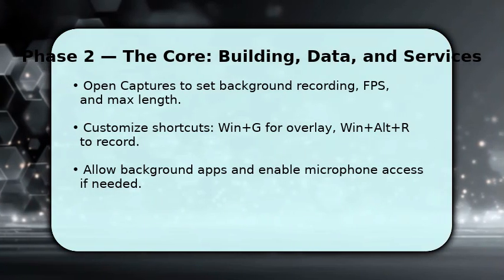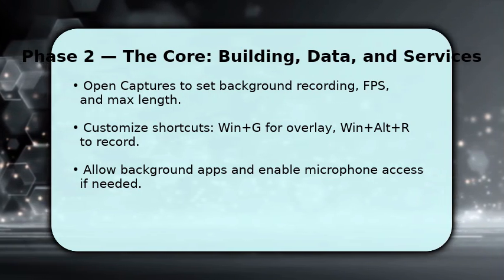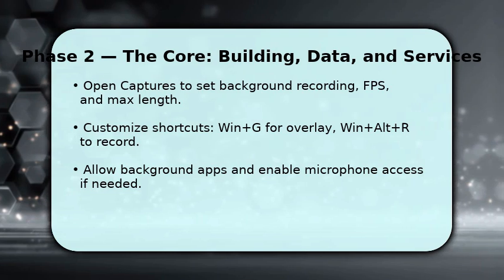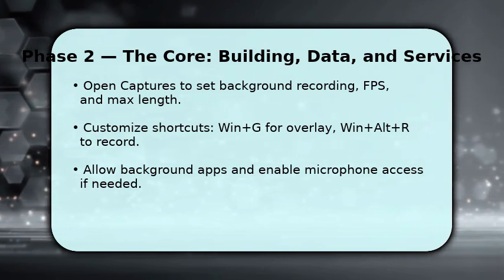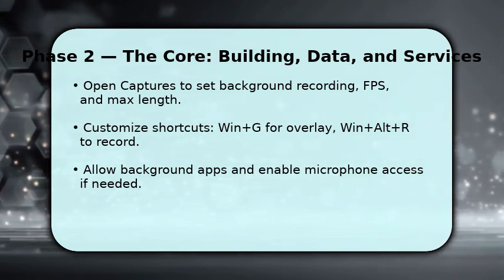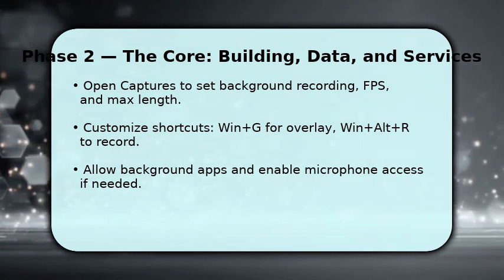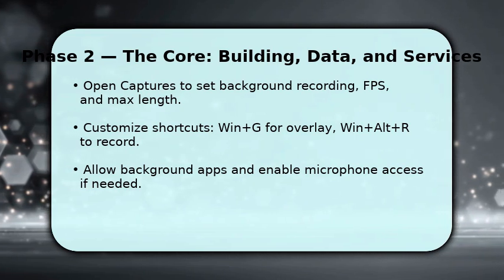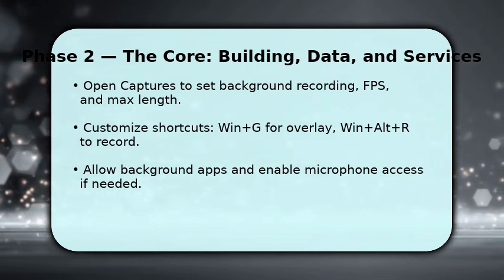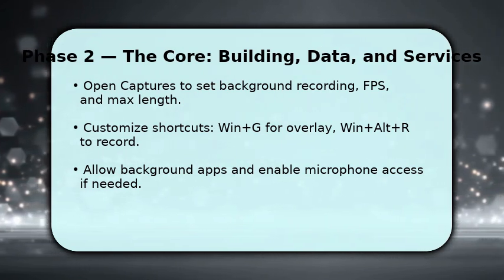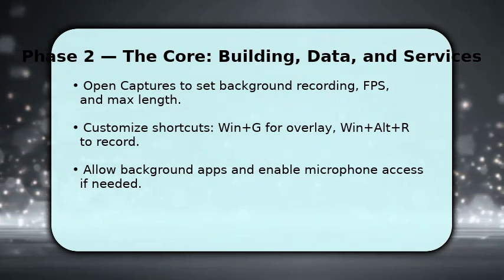Open the Captures section. Set background recording, maximum clip length, and frame rate so recordings match your goals. Then customize shortcuts. Win plus G opens the overlay, Win plus Alt plus R starts/stops recording, so you can work quickly in-game. Also, make sure Xbox Game Bar is allowed to run in the background and that microphone access is enabled in privacy. Otherwise, voice capture and some widgets won't function.